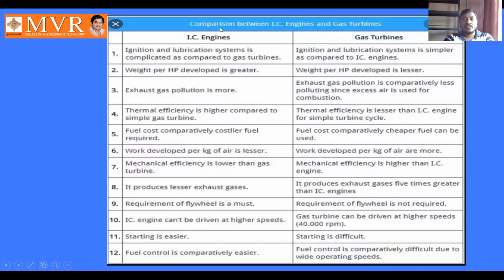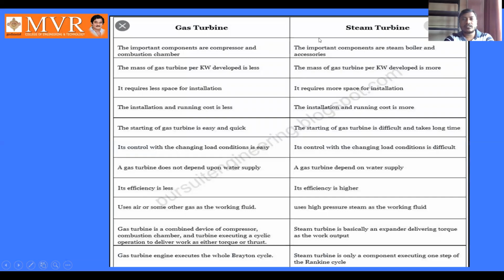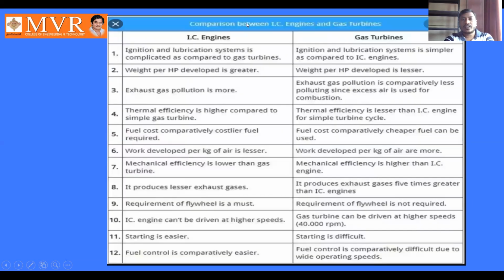And coming to the comparison between IC engines and gas turbines. Here we have studied the comparisons of gas turbine and steam turbine. Now we are studying the comparison between IC engines and gas turbines. The ignition and lubrication system is complicated in IC engines as compared to gas turbines. In gas turbines, the ignition and lubrication system is simpler as compared to IC engines. Weight per HP developed is greater for IC engines, and weight per HP developed is lesser for gas turbines. Exhaust gas pollution is more.